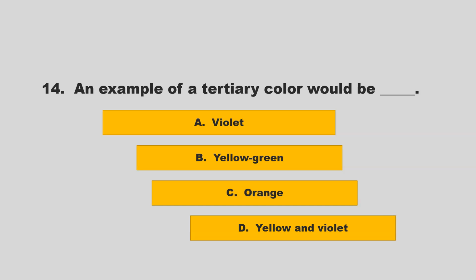An example of a tertiary color would be blank. Is it violet, yellow-green, orange, or yellow and violet? If you chose B, yellow-green, you are correct.